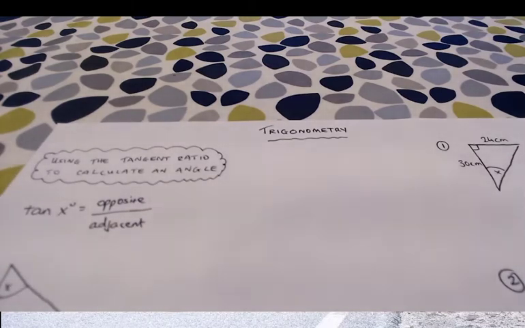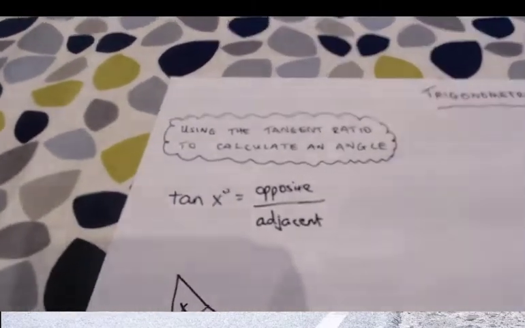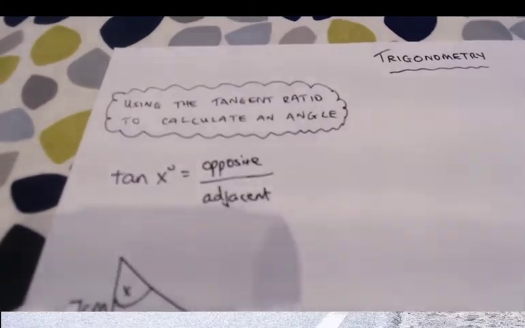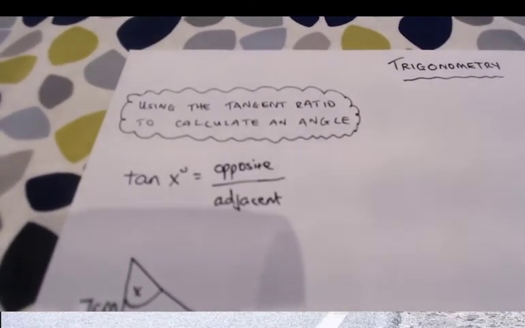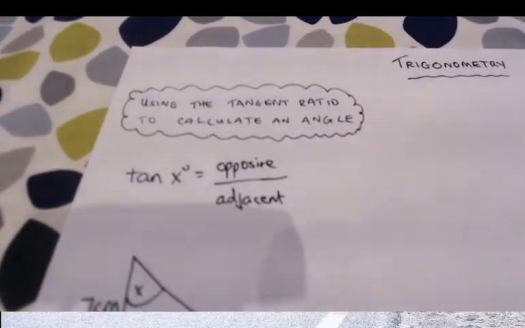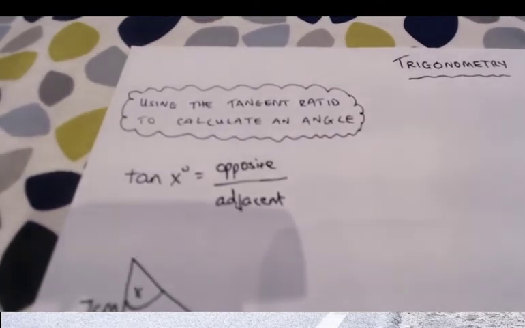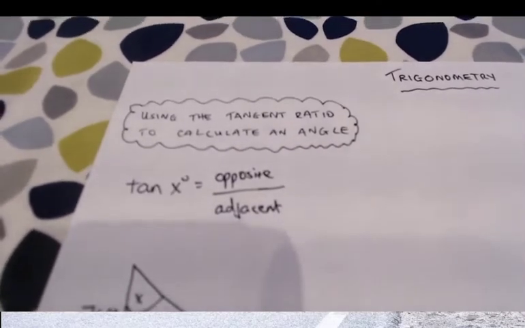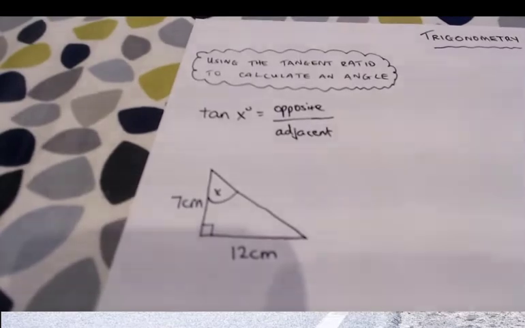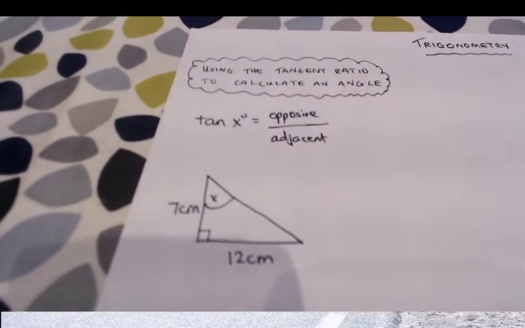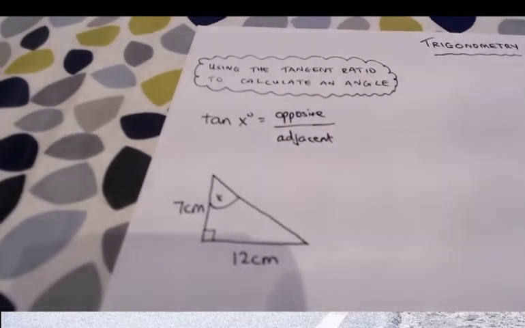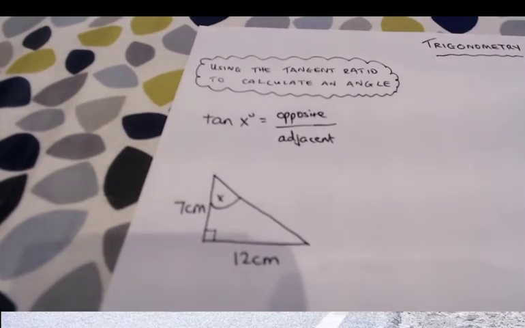Before Christmas holidays we were doing trigonometry, which is sine, cos and tan. Today we're going to use the tangent ratio to calculate the size of an angle. I've just reminded you there of your actual tan rule. So tan x is the opposite side divided by the adjacent side. In this triangle here, same as when we always do trigonometry questions, the first thing we need to do is label the triangle.